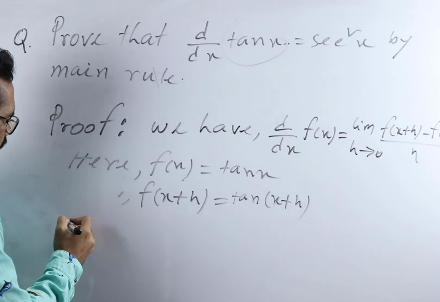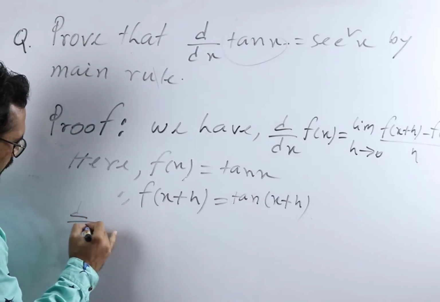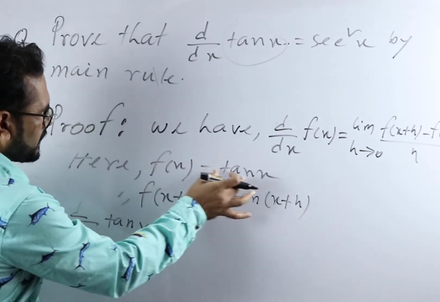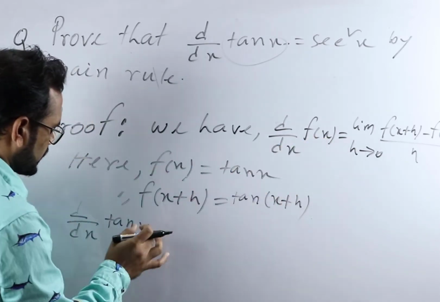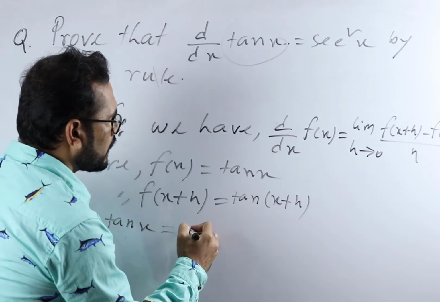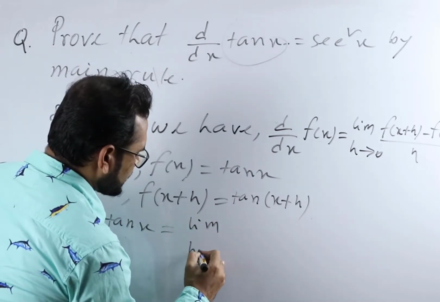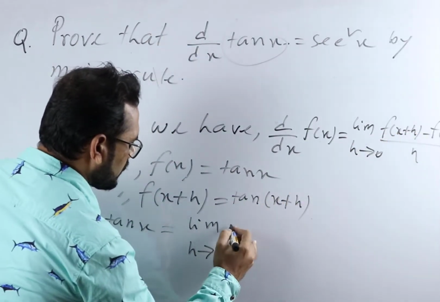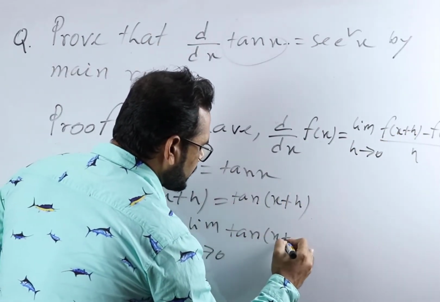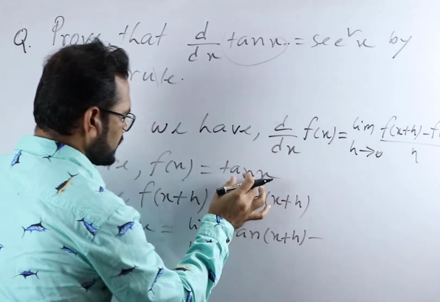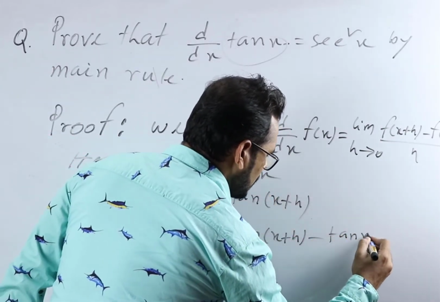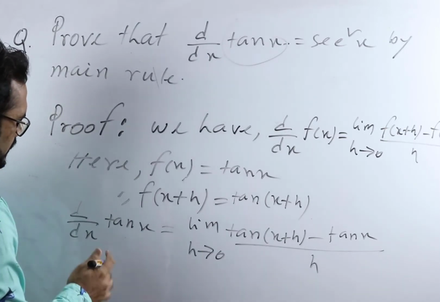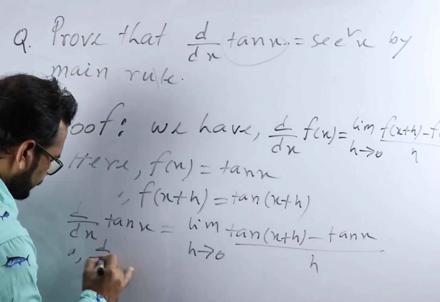Then we can write d/dx of tan x, because f(x) equals tan x. Here we put tan x, and then limit a tends to 0. In replacement of f(x plus a), here tan(x plus a) minus f(x), that is tan x, divided by a.